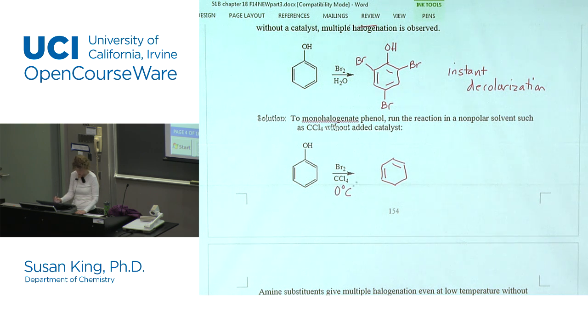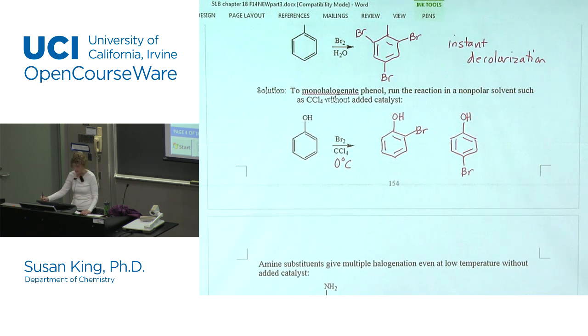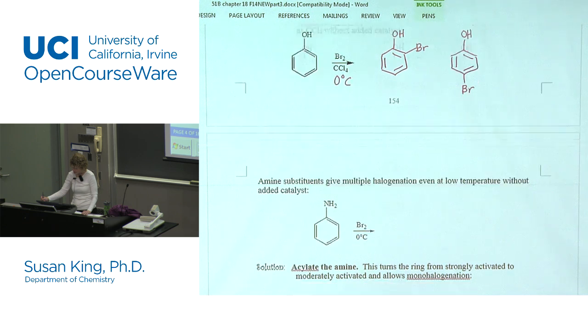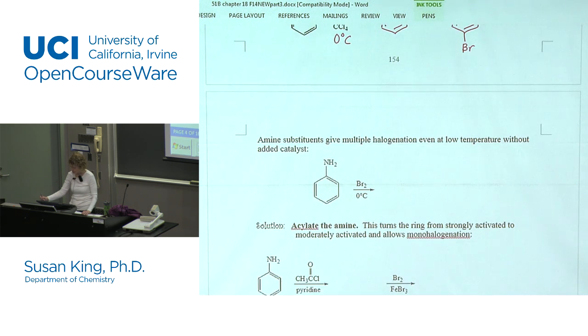And lower temperature also helps. We'll add lower temperature there. And you get ortho and para. All right, so you've got to be careful with phenol. The same goes for anisole, where you have a methoxy group. That's going to be the same as phenol. Amine substituents give multiple halogenation even at low temperature without added catalyst.